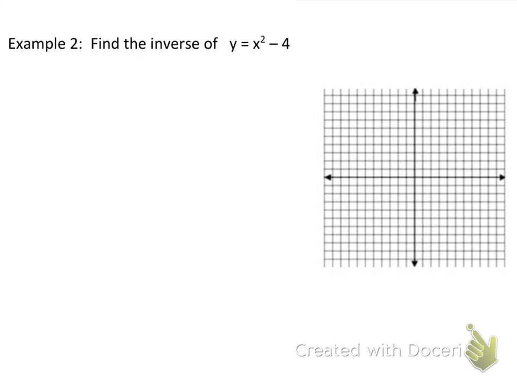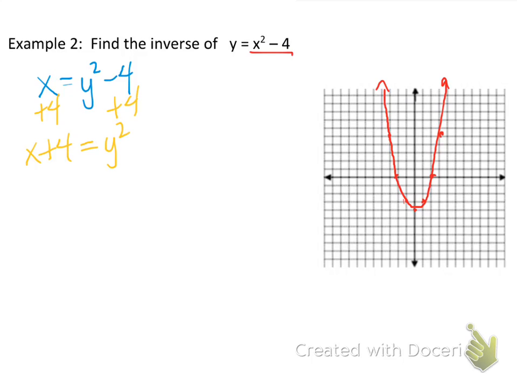The next example, let's find the inverse of y equals x squared minus 4. So again, let's start by graphing that. And again, we can do that simply by plotting points. And then we can find the equation, switch the x and the y, and now we're going to solve this for y. Adding 4, we get y squared equals x plus 4. And then we're going to take the square root of both sides. And recall that when you're finding the square root, it's got to be plus or minus the square root.